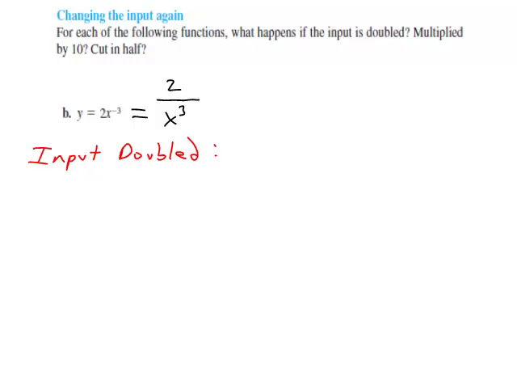So let's begin first with the input being doubled. We see then we would have an extra factor of 2 going in for x. So we would have an extra factor of 1 over 2 cubed, which, since 2 cubed is 8, would be 1 over 8, which is equal to 0.125. So if the input is doubled, then the output would have to be multiplied by a factor of 1 over 8, or 0.125.